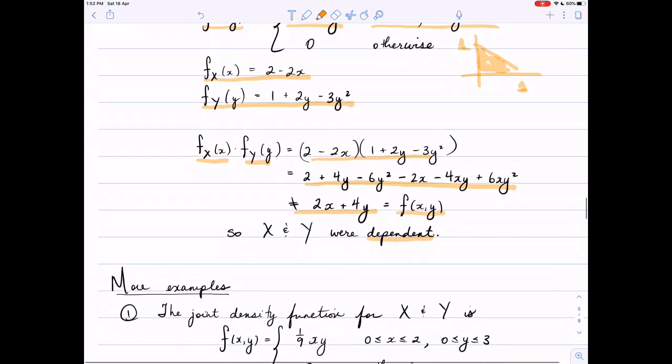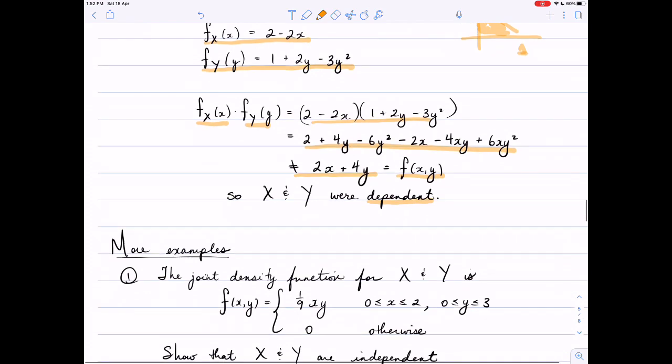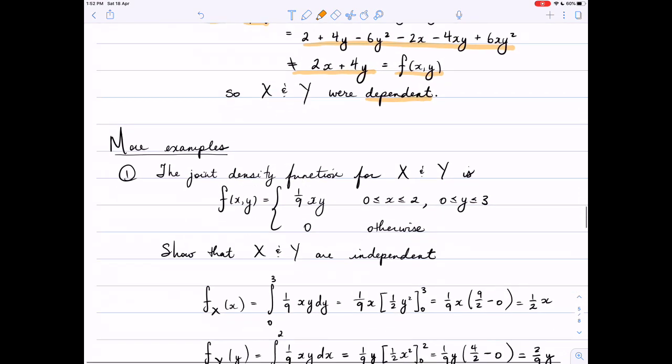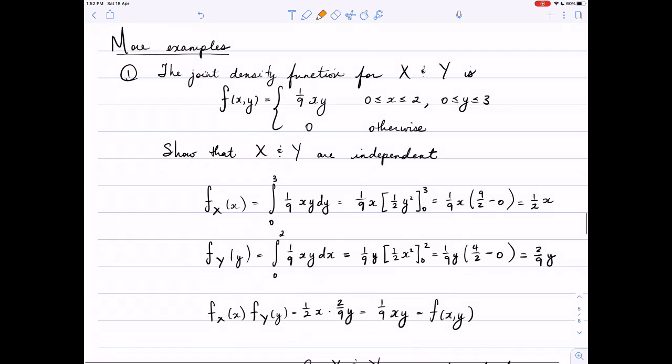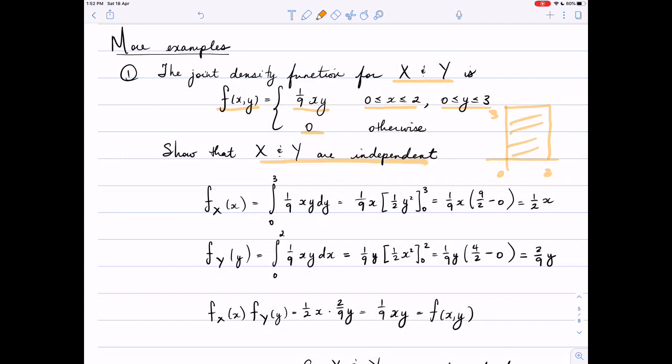What does it look like if x and y are independent? So let's look at a couple more examples here. First example, the joint density function for x and y is given as f of xy is 1/9 x times y on this interval, which is a rectangle. The rectangle from x is 0 to 2 and y is 0 to 3, so our support is this rectangular region here, and 0 outside that rectangle. So show that x and y are independent.